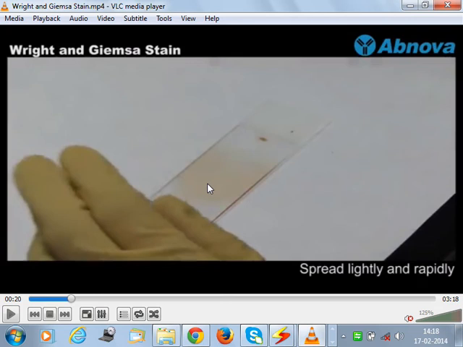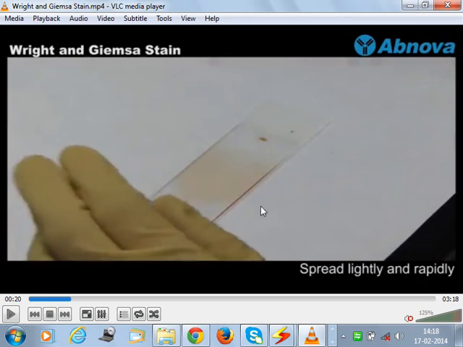Now this is an art. What you are doing here to create a smear is an art. What do you mean by art? It comes with practice. You have to do it again and again to get a good smear. This person seems to be well experienced. Look at the smear. How beautiful it is.